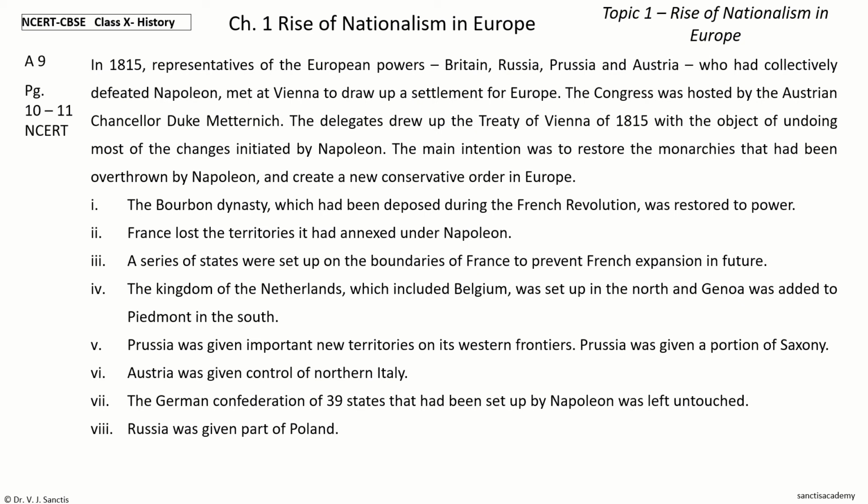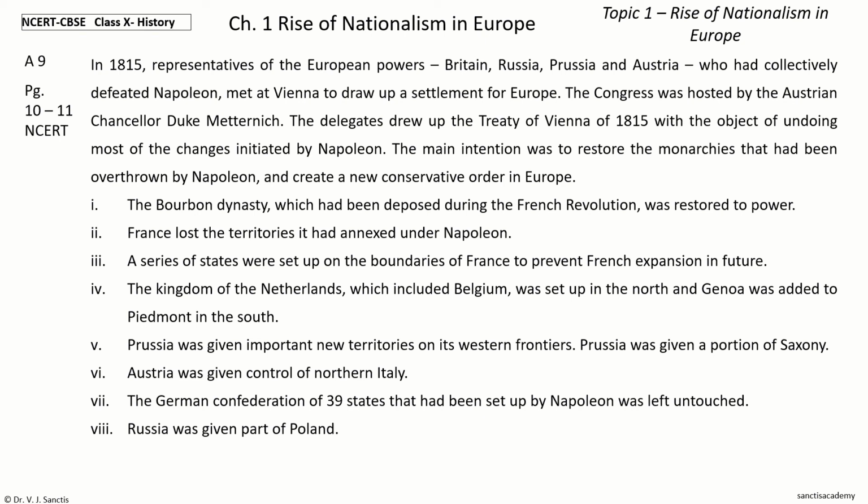So the first point is, the Bourbon dynasty of France, which had been deposed during the French Revolution, was restored to power. France lost territories that it had gained under Napoleon. That means it had captured under Napoleon. That's what they lost. A series of states were set up on the boundaries of France to prevent future expansion. So these were like buffer states.